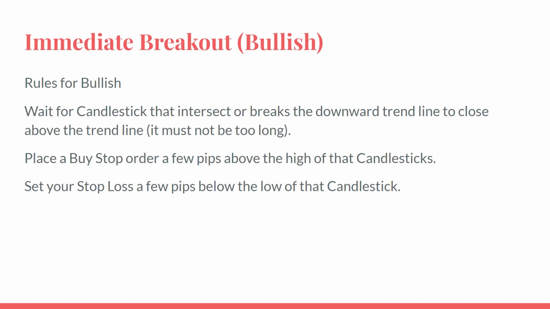You have to wait for the candlestick that intersects or breaks the downward trend line to close above that trend line. And also note that that candlestick must not be too long. Then place a buy stop order a few pips above the high of that candlestick, and set the stop loss a few pips below the low of that candlestick. I'm also going to do another video doing this practically on how to tackle trades based on breakout and retest, and also immediate breakouts. I'm going to do a practical video trading using breakouts.